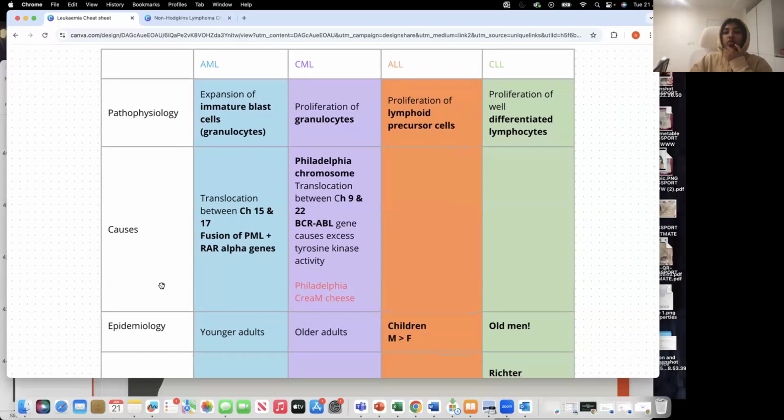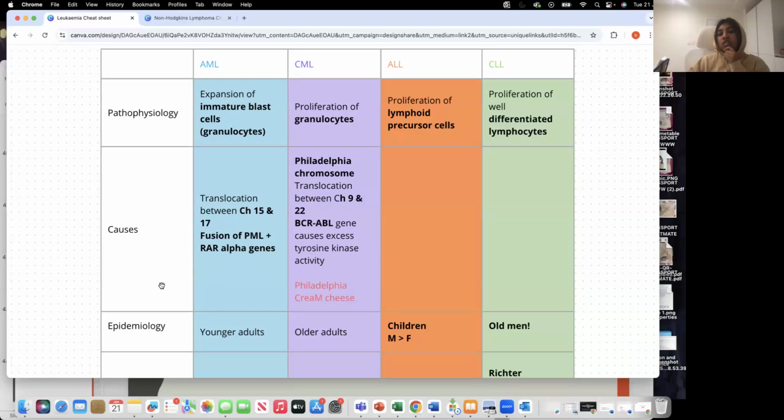So the cause of AML is a translocation between chromosomes 15 and 17, and the fusion of the PML and RAR alpha genes. This is characteristic of AML, so just memorize any chromosome thingy, because it's unique to that cancer. So AML is 15 and 17.